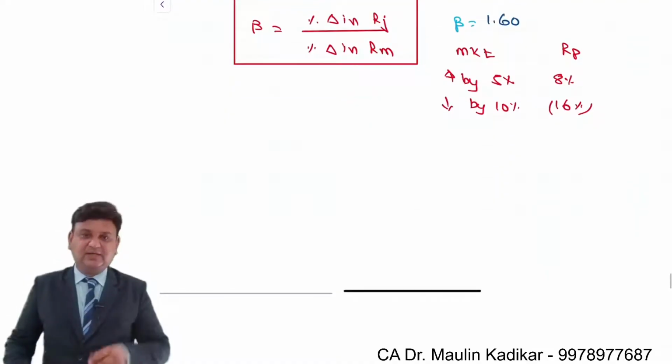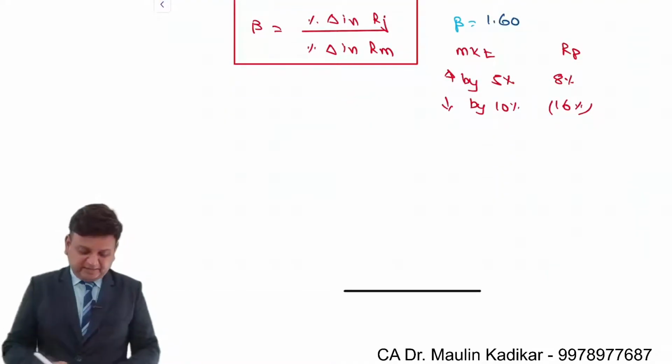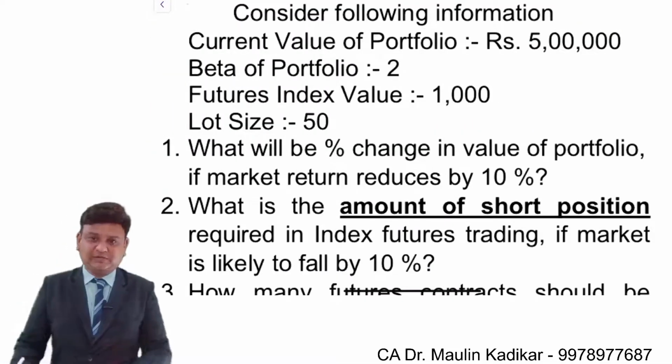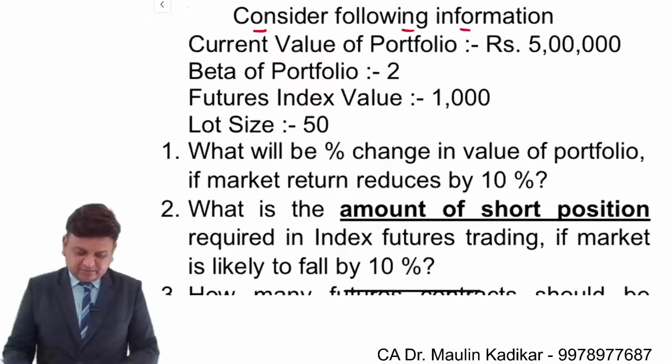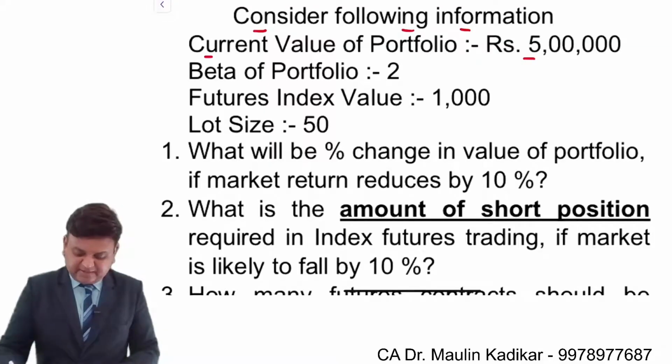So let us understand how many contracts are required to be entered upon. Now to discuss that, I am taking help of certain numericals. You don't have to write anything. Let us have a discussion on that first. Do not write anything. Consider the following information. Current value of the portfolio is 5 lakhs.